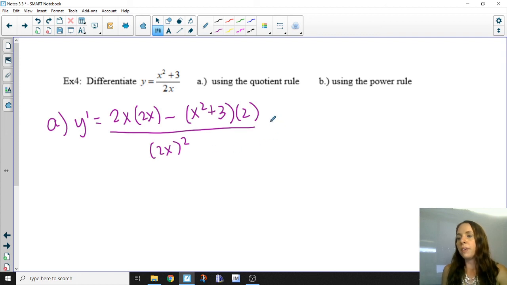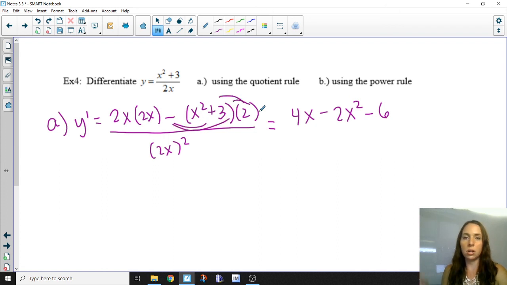All right, simplifying a little bit, we get 4x minus 2x squared minus 6. Again, distribute the negative as well. And again, in the denominator, we have 4x squared.